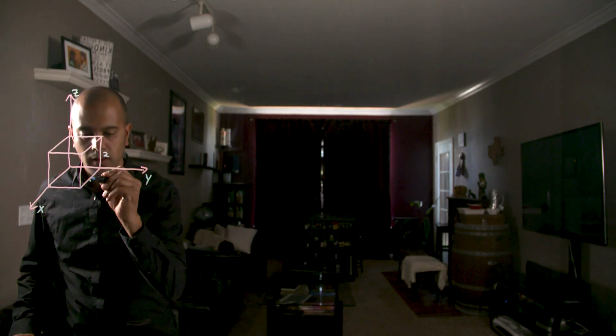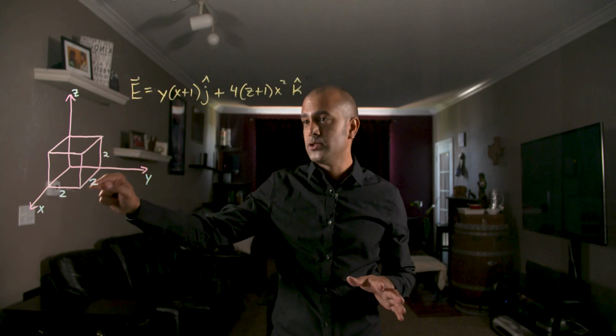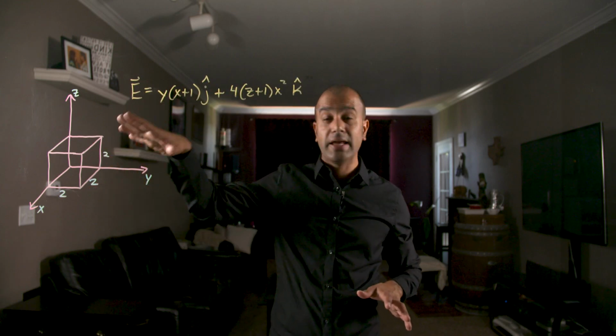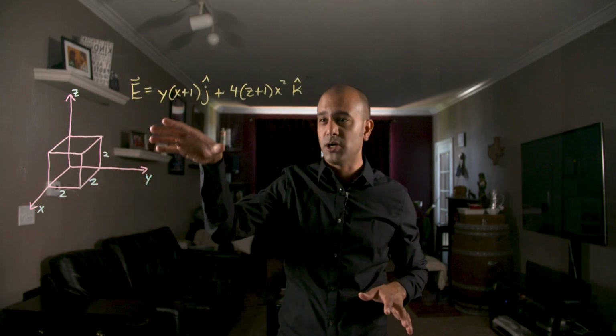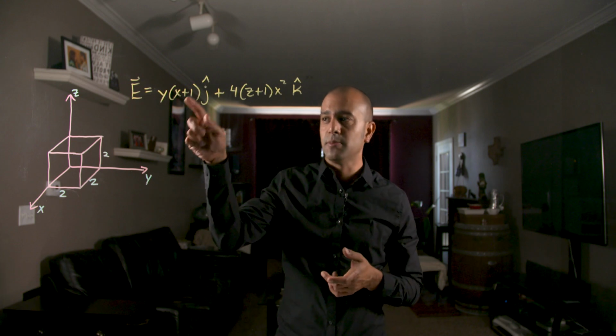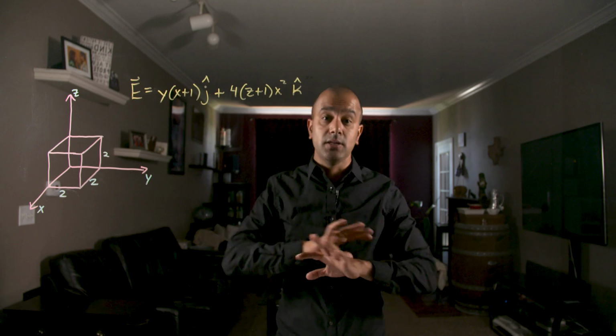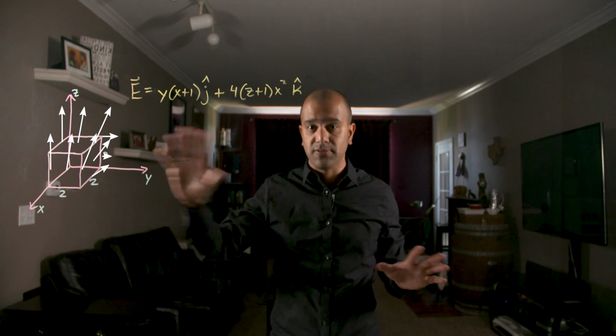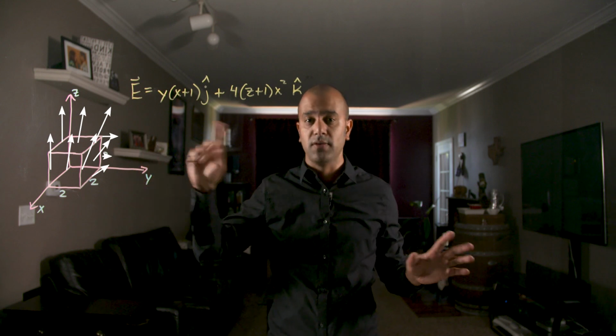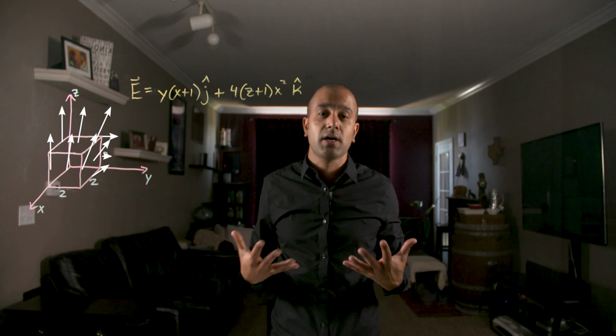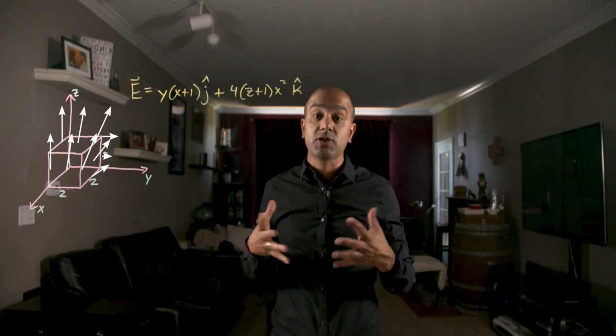All right, so here's the setup of our problem. We have this cube, side length 2. The electric field at any given point in space is given by this expression. And you see that because it depends on y, x, and z, it's not uniform. So the field at different points in space has different direction, different magnitude, everything. And that's going to make the flux calculation a little more involved, and we'll actually have to take the integrals.